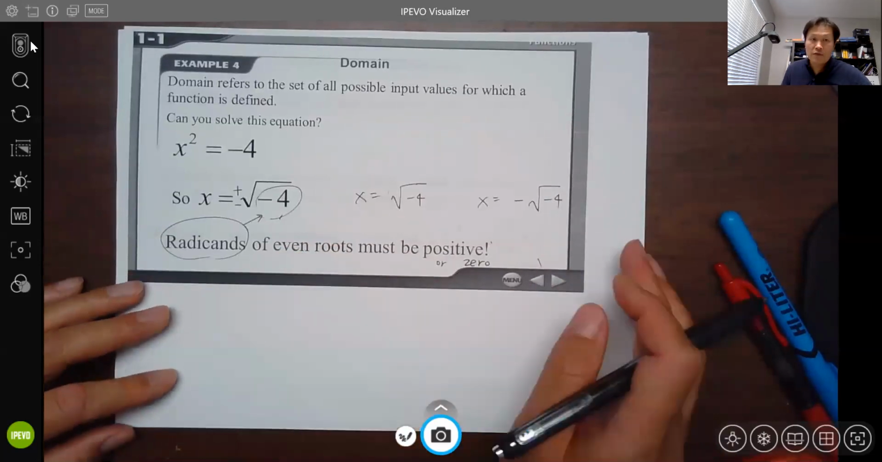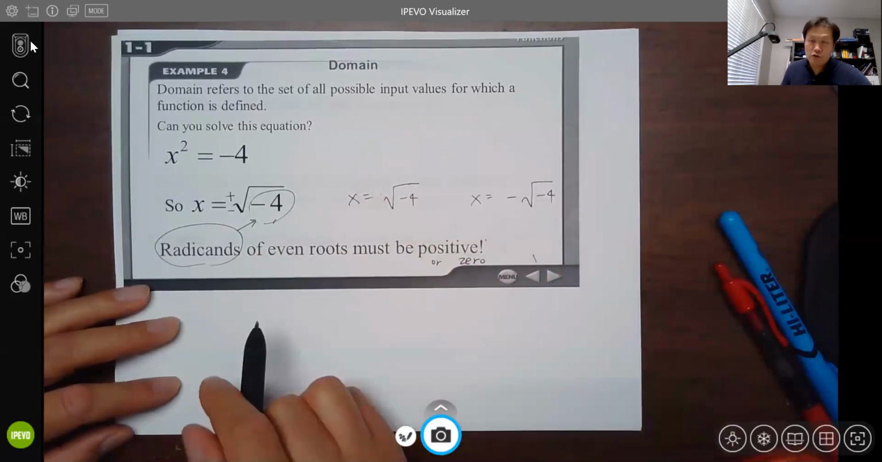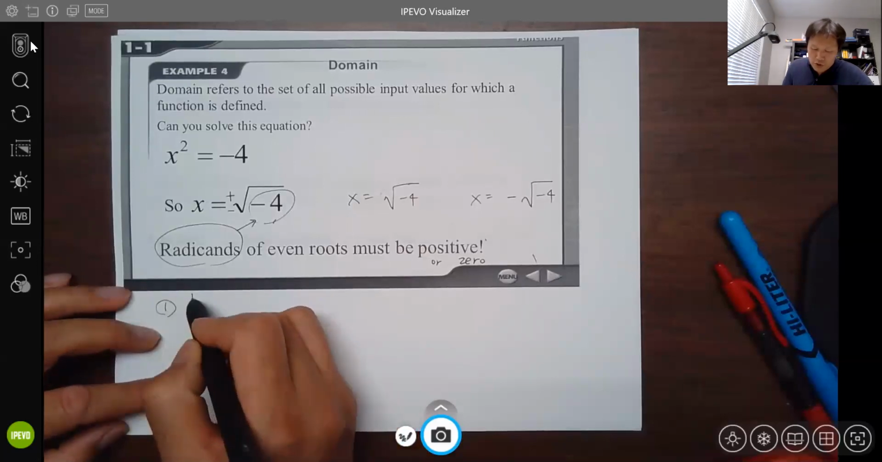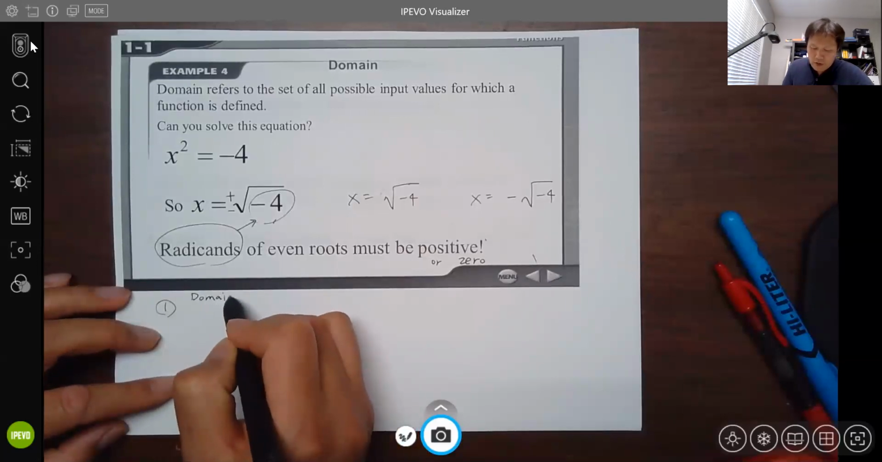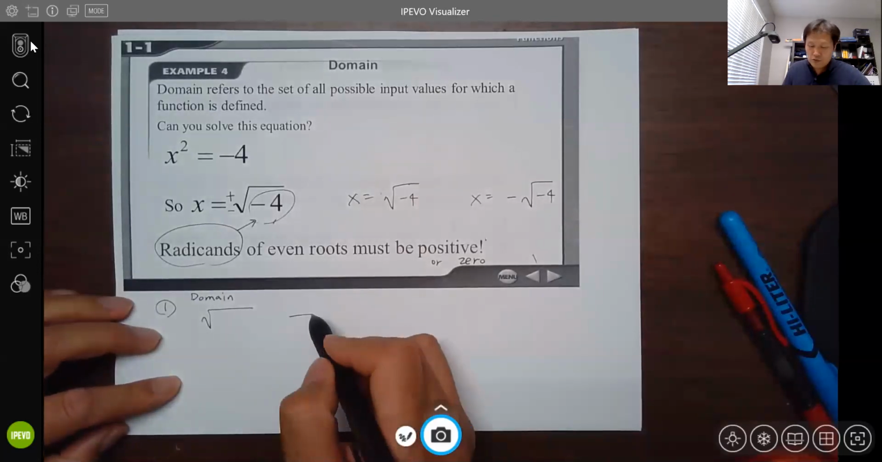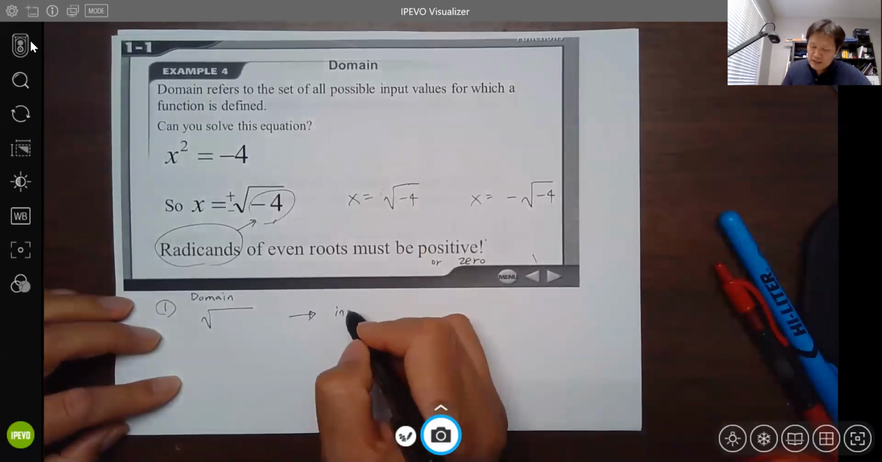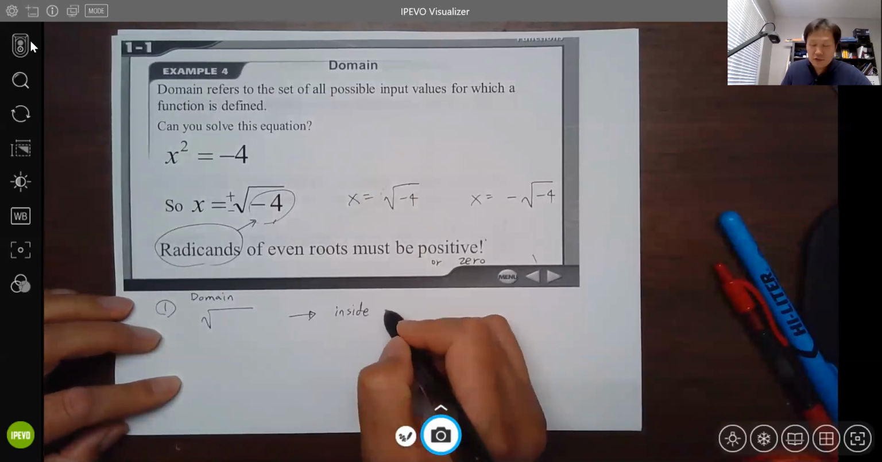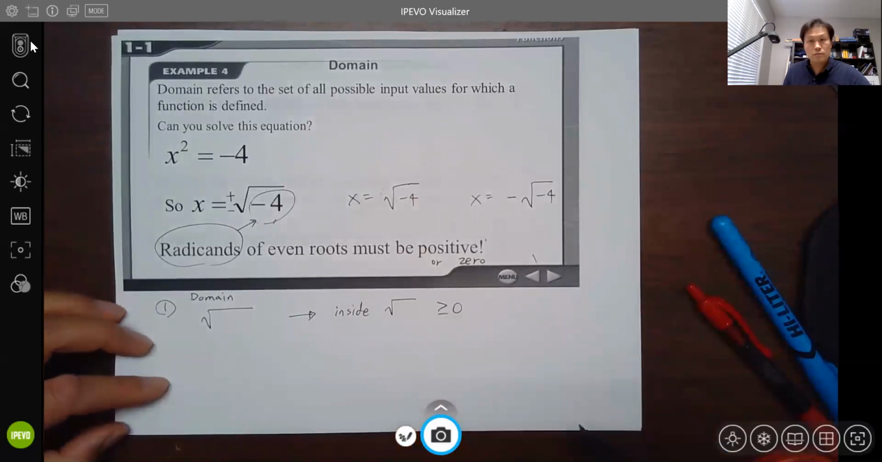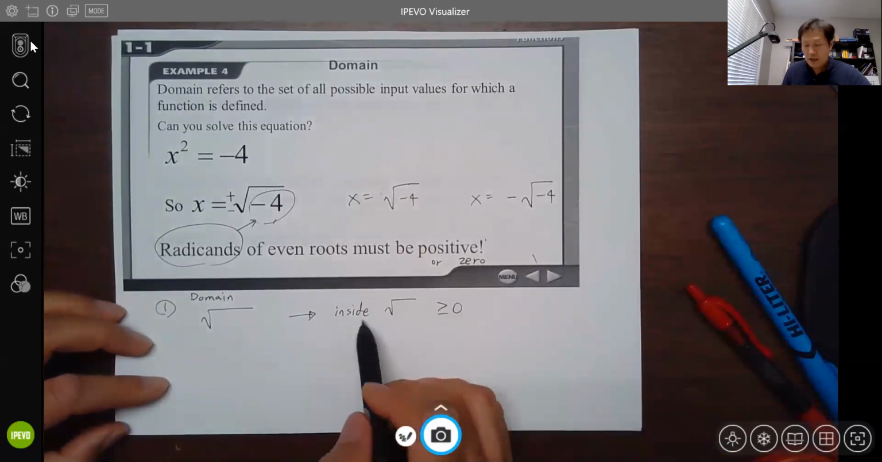The first style of domain question is related to a root, a square root. How do you deal with the square root? Inside the square root, you let that be greater than or equal to 0, because it cannot be minus.